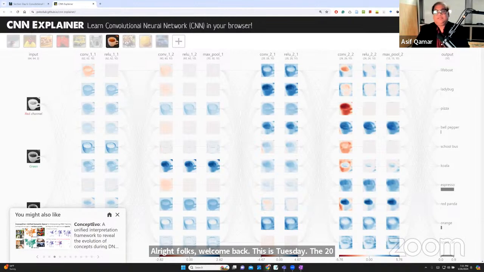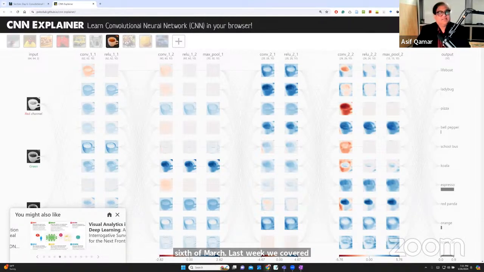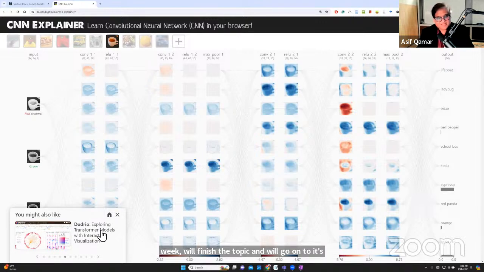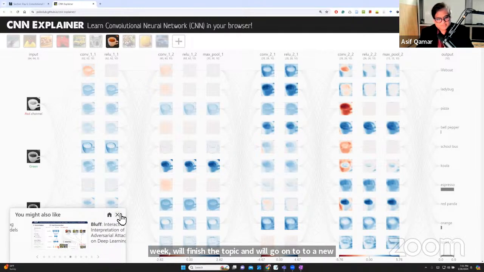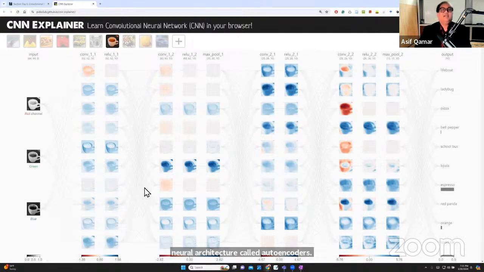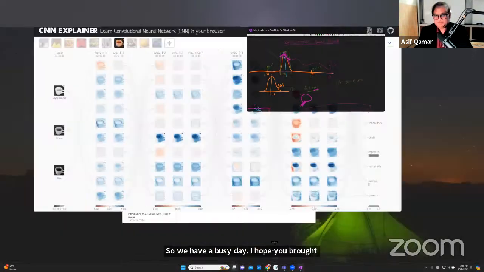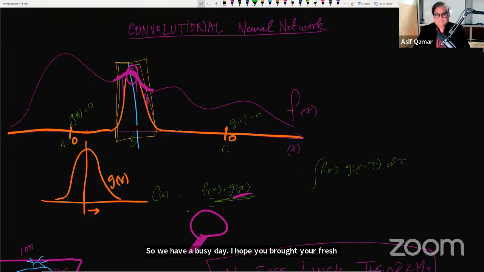Last week, we covered convolutional neural nets. This week, we'll finish that topic and we'll go on to a new neural architecture called autoencoders. So we have a busy day. I hope you brought your fresh minds to our classroom today, and we're going to talk about it. So first, a quick recap of what convolution is.